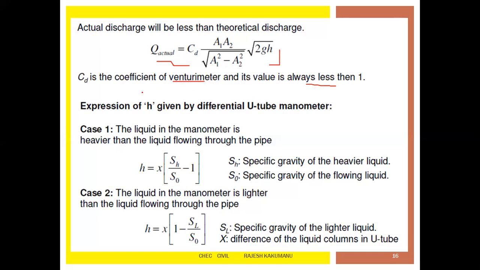Next, expression of H given by the differential U-tube manometer. This is extra information that is also there in this chapter. In case 1, the liquid in the manometer is heavier than the liquid flowing through the pipe. Therefore, H is equal to x (Sh by S0 minus 1). I think this will not come in the exam; we are discussing it just for your information.